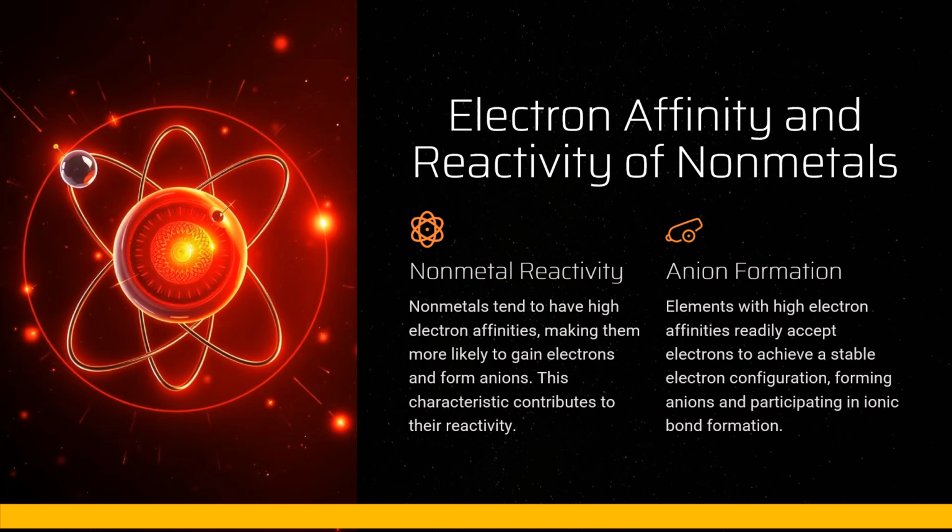To sum it up, the high electron affinity of nonmetals explains their strong desire to gain electrons. This behavior is central to their reactivity, allowing them to form stable anions and create ionic bonds with other elements. Nonmetals may be small, but their impact on chemistry is immense.